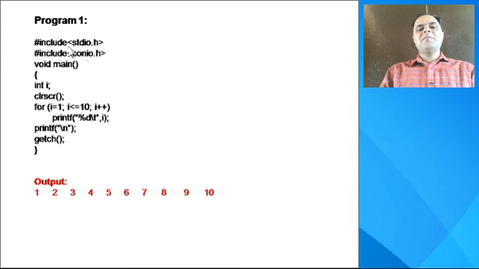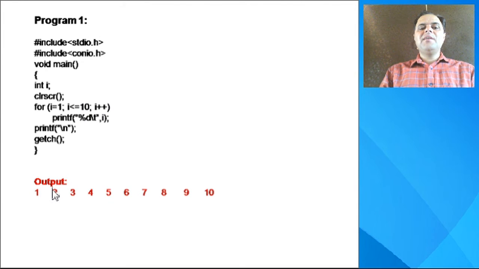Example: for example, I have included two header files. I have declared an integer variable i. So i is initialized with 1. 1 is less than or equal to 10. So it will print 1. Then i becomes 2.